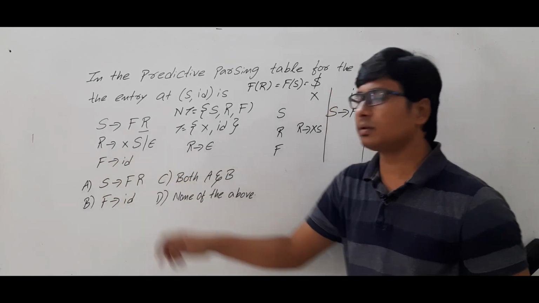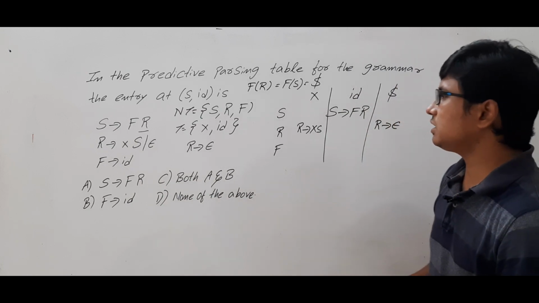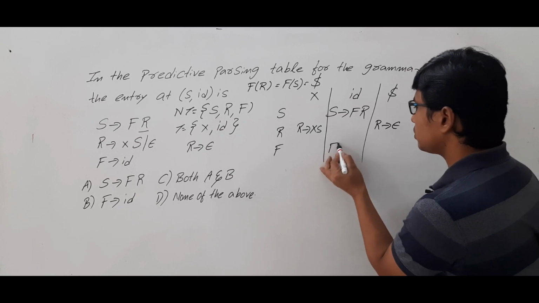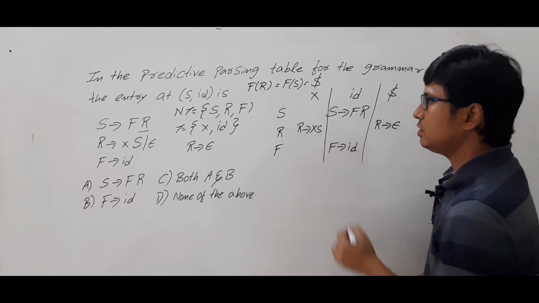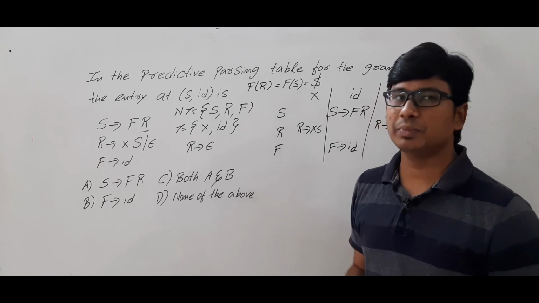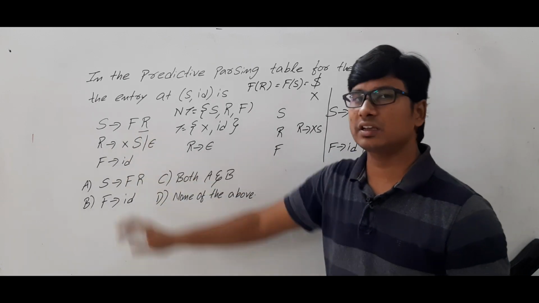Similarly, F determines ID, I need to write it under the first of ID, which is equal to ID. So I have F determines ID. So I have completely constructed the LL1 or predictive parsing table for the given grammar.